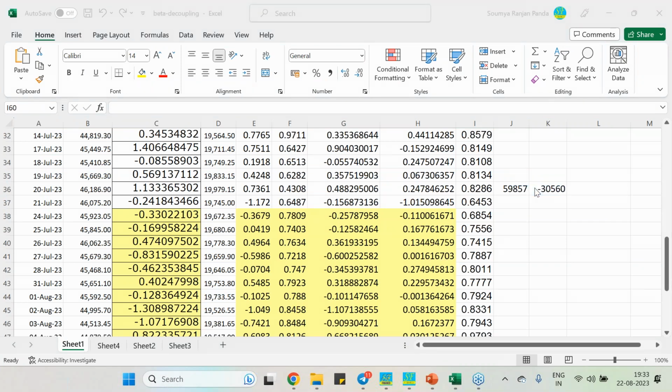When you say high beta stock, if the market or index gives 1% return, the high beta stock will give greater than 1%. So this is what it says. If the beta of the stock is 1.5, you can say if the index is giving you 1% return, then that particular stock will give you 1.5% return.